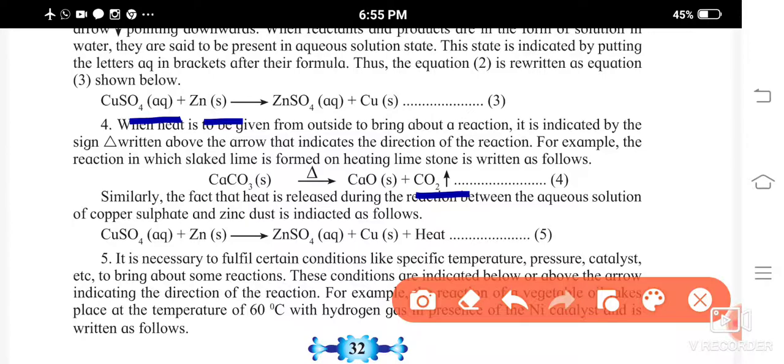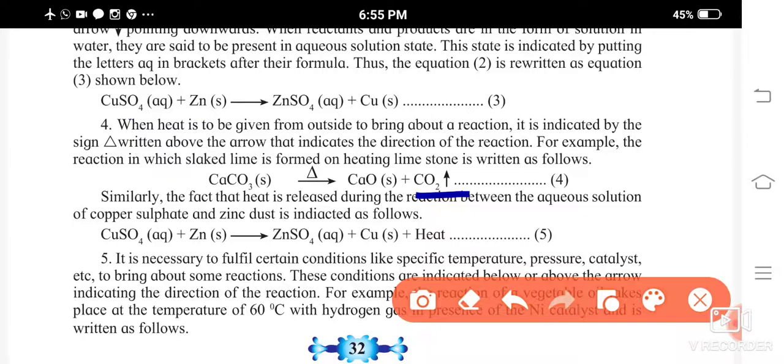Okay, now see, fourth one: when heat is to be given from outside to bring about a reaction, it is indicated by the sign delta, that is in the triangle form, written above the arrow that indicates the direction of the reaction.